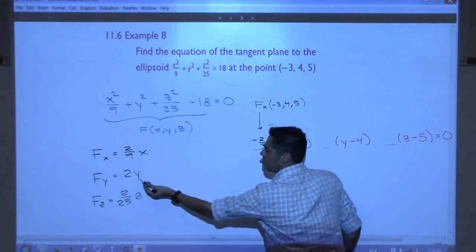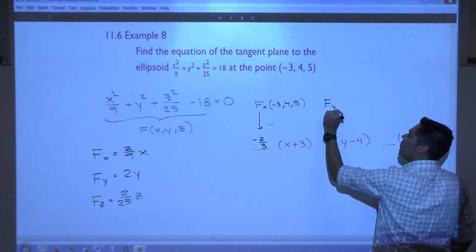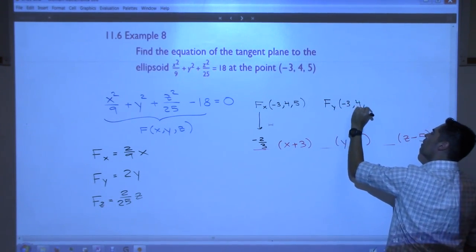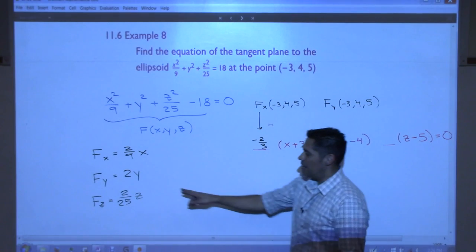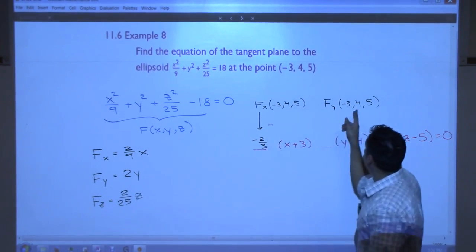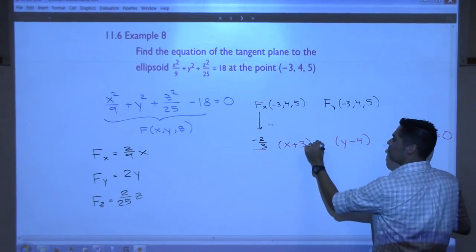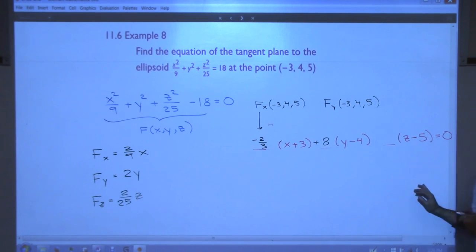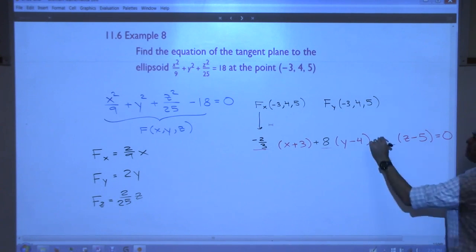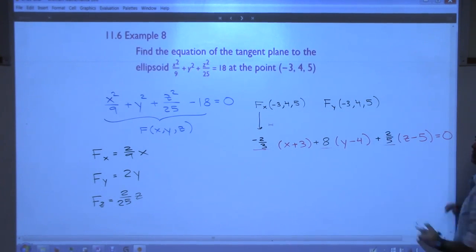Then I need to do this one, which is the partial with respect to y at the same point. Fortunately for us, this only has y in it. So I just plug in 4, and 4 times 2 is 8. So this is plus 8. You following? Last one. 2/5. Voila. There it is. That's the equation of the plane.